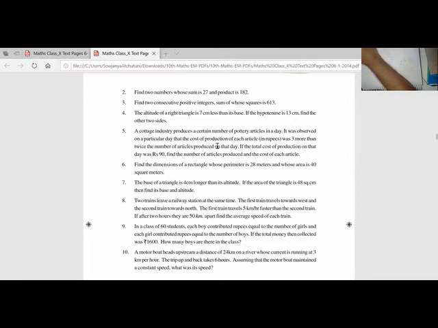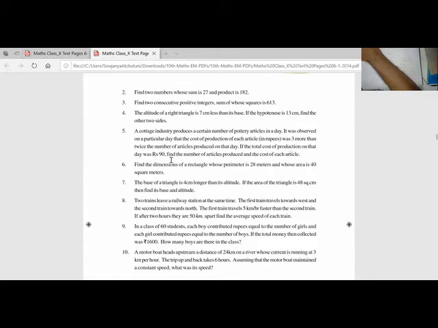3 plus 2x. The cost of each article is 3 more than twice the quantity produced on that day. That means 3 plus 2 into x is the cost of each article. How many articles are made? x articles. What is the cost of each article? 3 more than twice the number of articles. 2x plus 3 is the cost of each article.